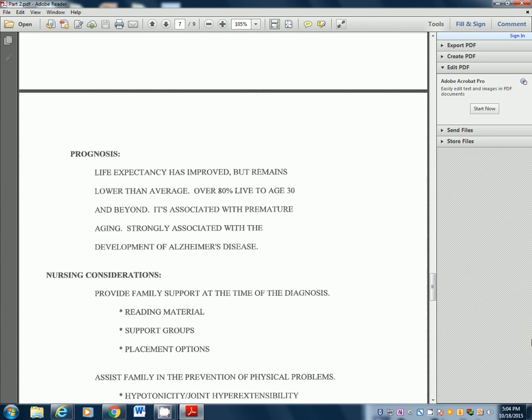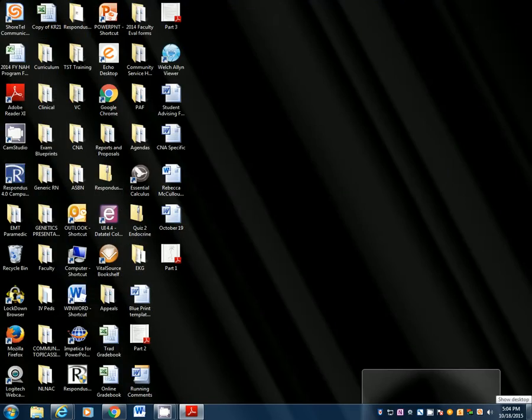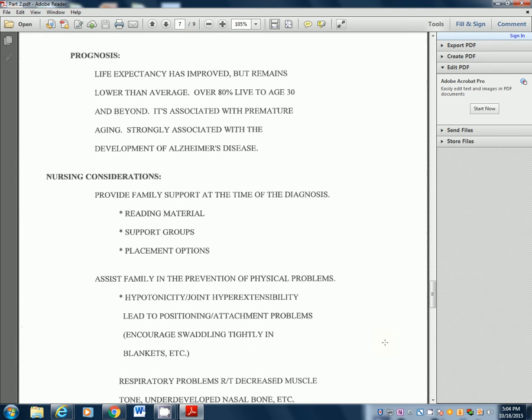Prognosis, life expectancy has improved. It does remain lower than average. Over 80% live to around age 30 and beyond. It's associated with premature aging, and it's strongly associated with the development of Alzheimer's disease.